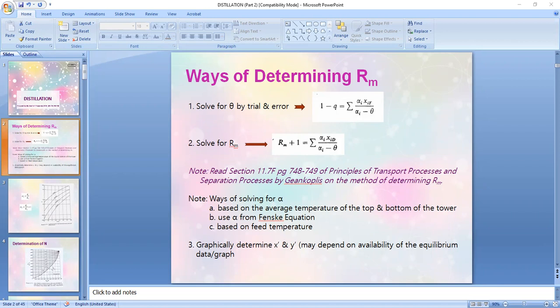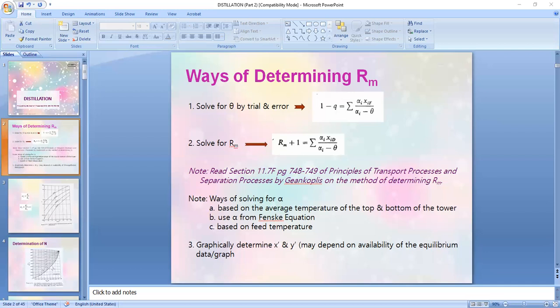For the second term in here on the right side, you will have alpha B, which is 1, times x sub B in the feed, or the mole fraction of your B in the feed, divided by, again, alpha B, which is 1, minus theta. So you do trial and error in here. I think it's easier with your calculators now because all you have to do is place the equation there and substitute values for theta. That will make the value that you have here on the right side nearest to, if not equal to, 1 minus q. Of course, you know already the q.